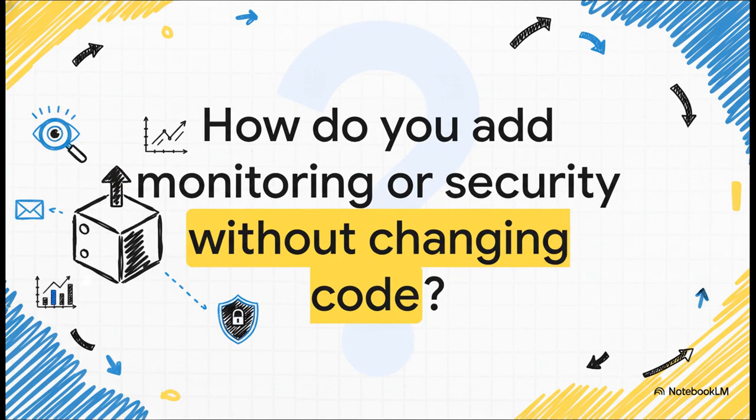So let's just start with a question that I bet a lot of you have faced. You've got your Lambda function, it's doing its job perfectly, but now you need to add some critical monitoring, or maybe some security scanning. How do you do that without cracking open your business logic and cluttering it all up? Well, that is the exact problem that Lambda extensions were built to solve.